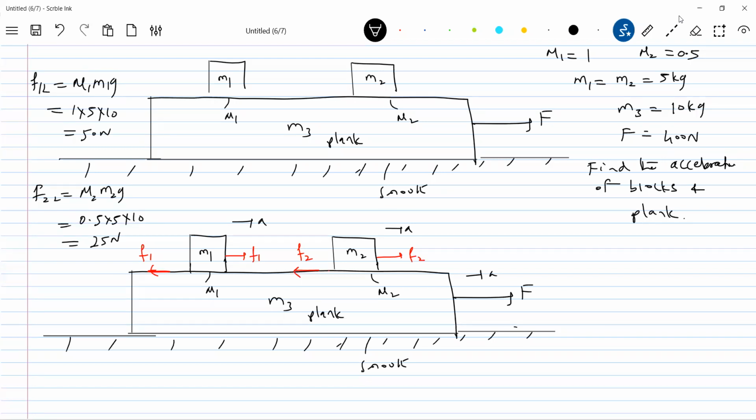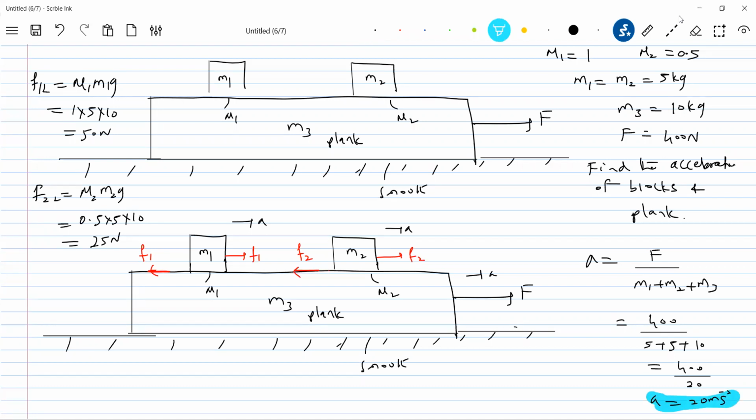What is the net force acting on the system? The applied force only. So directly, what is the acceleration of the system? F by m1 plus m2 plus m3. Directly, right? Rather than writing equations one by one. What is the net force acting on the system? This plus F2 minus F2 plus F1 minus F1. So this will be equal to how much? 400 by 5 plus 5 plus 10, 400 by 20. This will be 20 meter per second square. So this is the acceleration of the block.